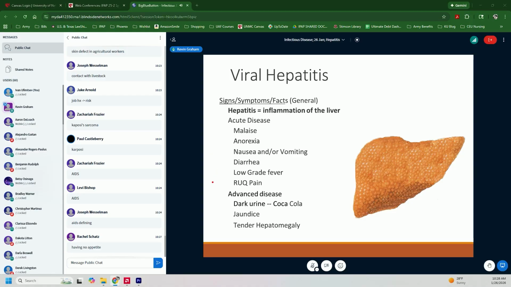When it gets a little bit more advanced, we might get this really darkened urine. They call it Coca-Cola urine. It's an incredibly dark urine. And that is from bilirubin that is no longer properly processed and made by the liver. It now seeps into the blood, gets filtered by the kidneys, and that bilirubin then goes into the urine, making it significantly darker than it typically would.